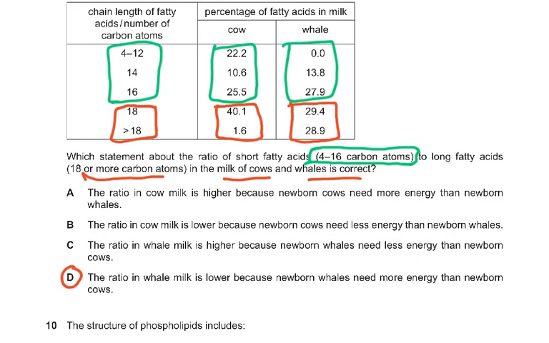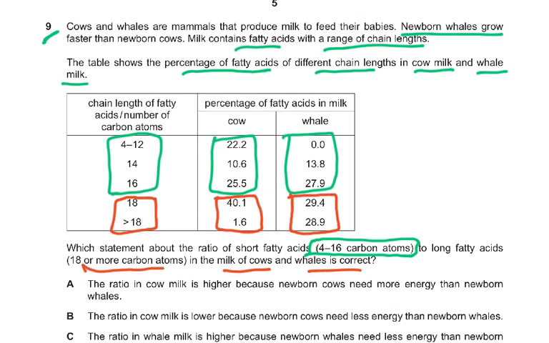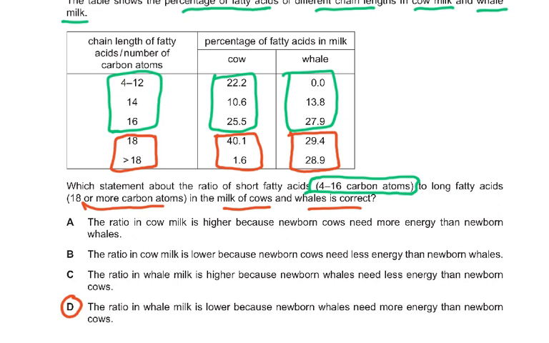So the ratio in cow milk is higher because newborn cows need more energy. But then they had said that newborn whales grow faster in the question. Then the second, the ratio in cow milk is lower because newborn cows need less energy than newborn whales. Well, that's correct, but the ratio in cow milk is lower? It's not lower, it's higher. You can see this is more.